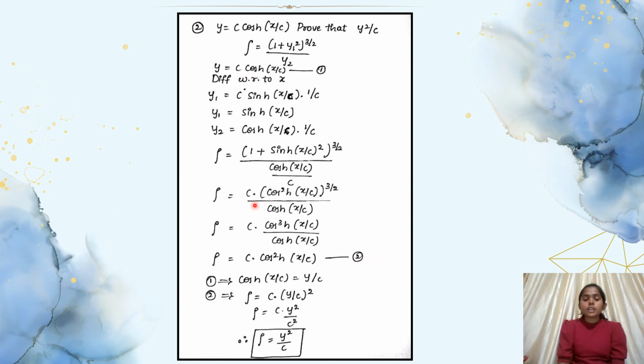Equation number 1 becomes cosh(x/c) = y/c. In equation number 2, cosh²(x/c) is replaced by (y/c) whole square. Therefore, rho = c into y² divided by c². C cancelled. Therefore, rho = y²/c.